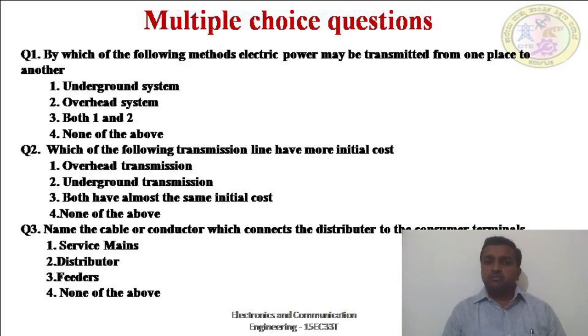Let me move on to question number 2. Which of the following transmission lines has more initial cost? Option number 1, overhead transmission. Option number 2, underground transmission. Option number 3, both have almost the same initial cost. And the fourth option is none of the above.